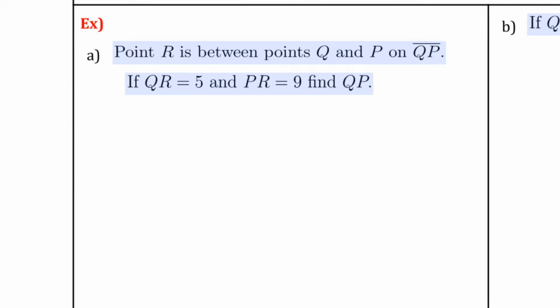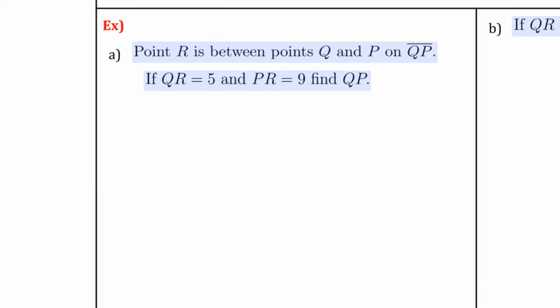All right, so let's go ahead and take a look at an example. It says that point R is between points Q and P on segment QP. If QR is 5 and PR is 9, find QP. Okay, so first thing that we notice is that we are working with a segment and we're going to call it QP. So let's go and draw that in.